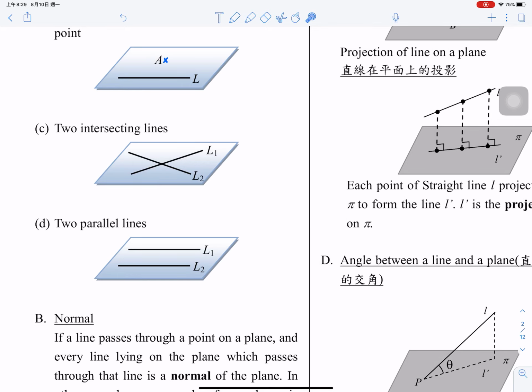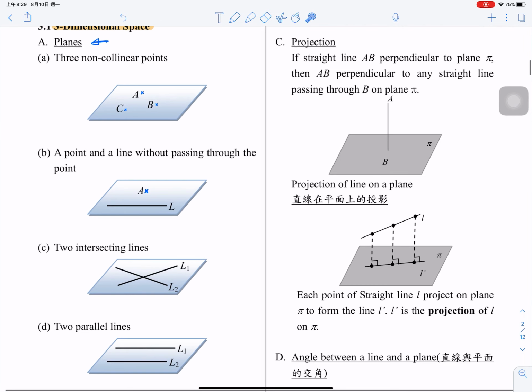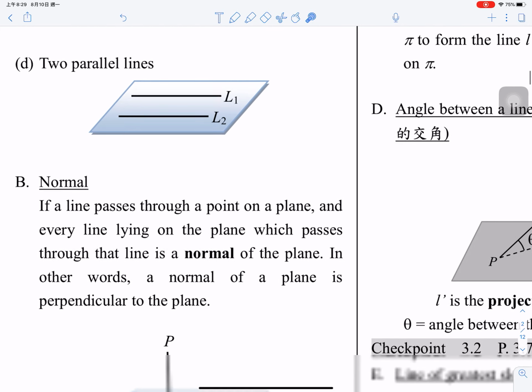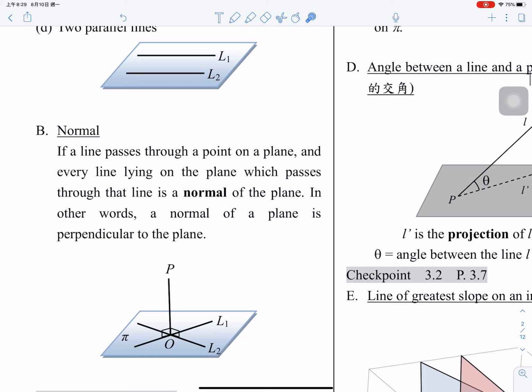Okay, so that is about the points and the lines on the plane. Let's have a look at the next term: normal. What is the meaning of normal? If a line passes through a point on the plane, and is perpendicular to every line on the plane which passes through that point, then we call it a normal of the plane. In other words, a normal of a plane is perpendicular to the plane.